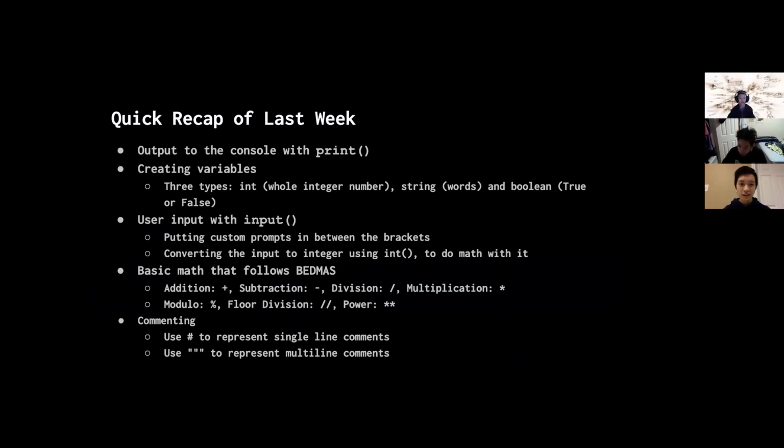So you can output to the console using the print statement. There's 3 types of variables, which is int, which is a whole number, string, which is a word, and a boolean can be true or false. You get user input with the input statement, and you can put a string between the brackets to have a custom prompt. And to do math with it, you have to put it in between the int statement. So you can do math with that, which follows BEDMAS, and you can comment using an octothorpe or a hashtag. Next slide.